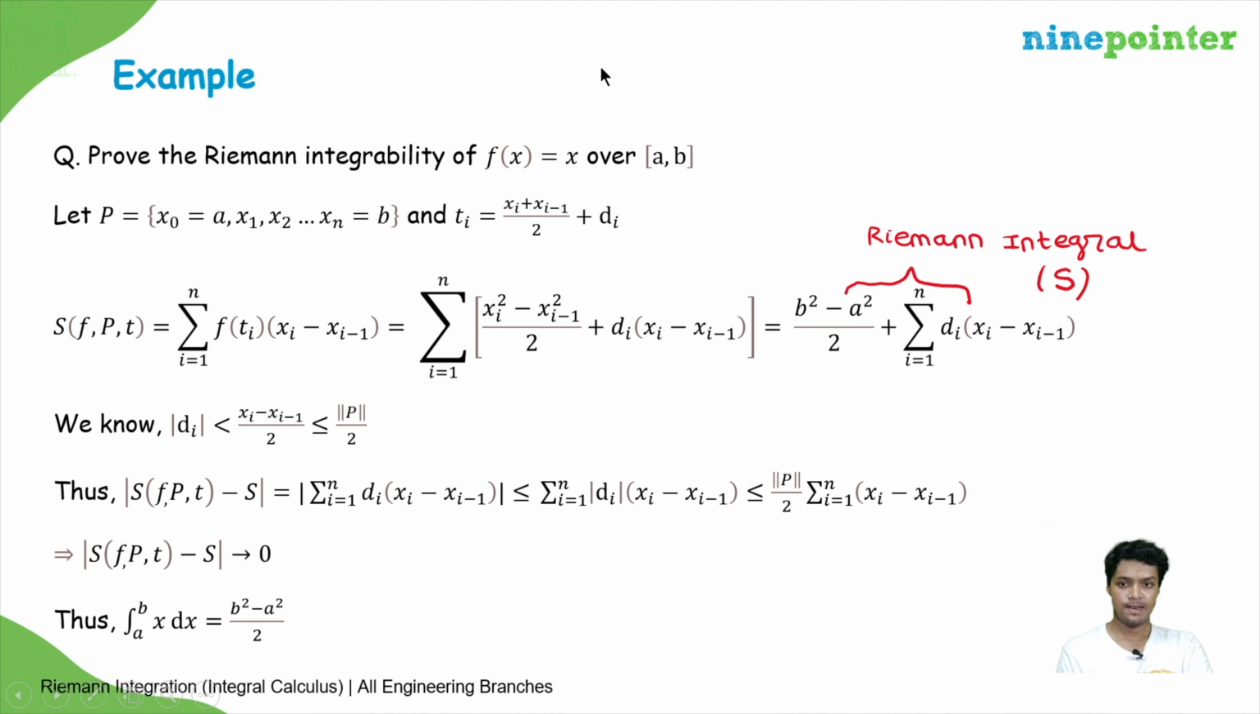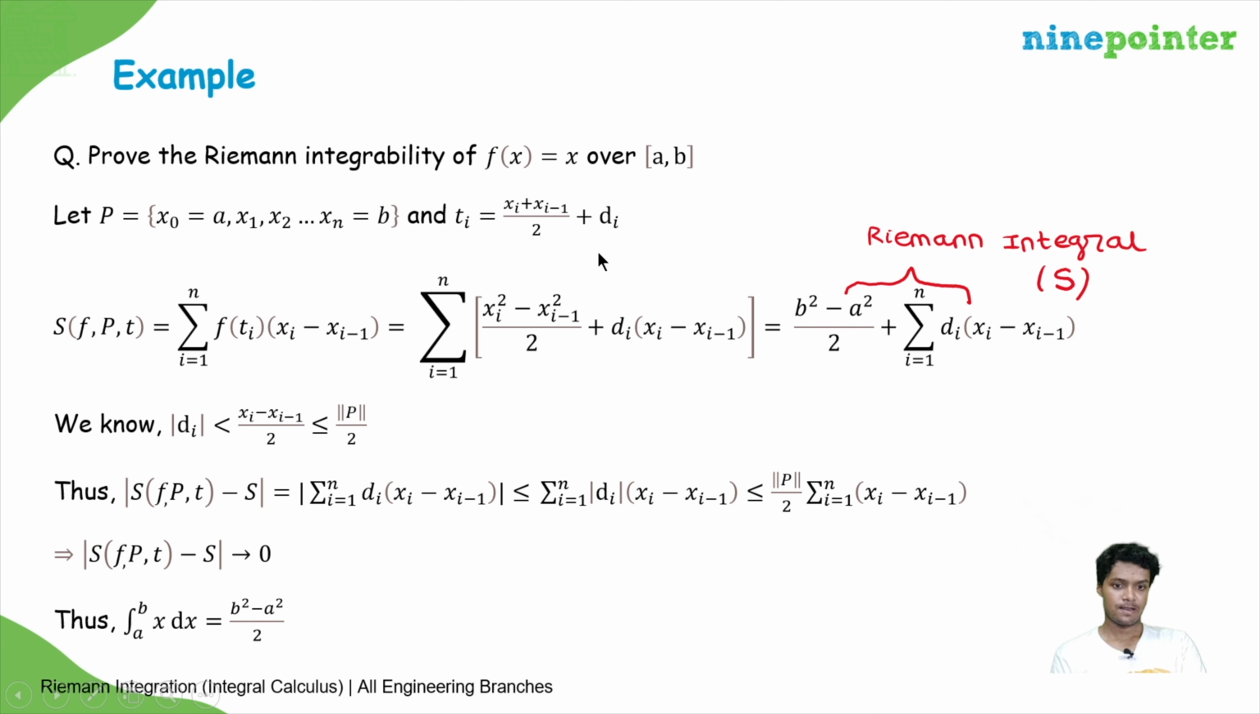So let us look at an example. We have the same function which we had in the previous lecture, f(x) equal to x, and we have to prove the Riemann integrability of this function over the interval [a, b]. So we define the interval a to b, and we take different values of xi, and we also do the additional step over here, that is, define the tags.